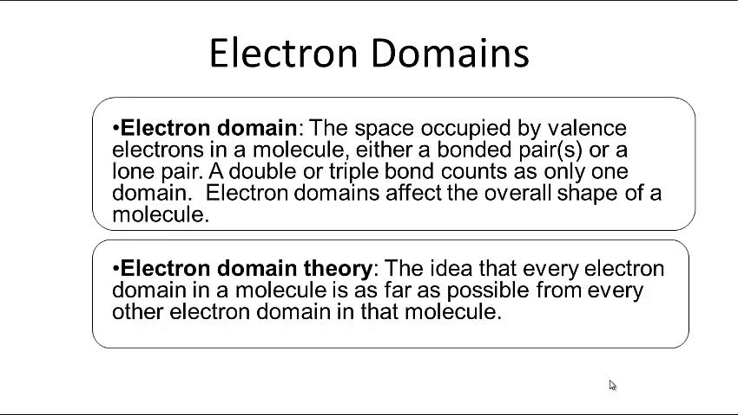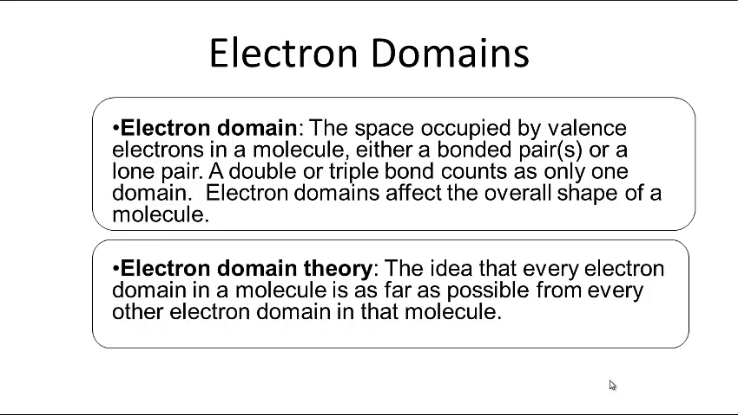So before we talk about shapes, we need to understand this idea of an electron domain. This is the space occupied by valence electrons in a molecule. It either counts as a bonded pair or pairs, or a lone pair. A double or triple bond counts only as one domain, and electron domains affect the overall shape of a molecule.